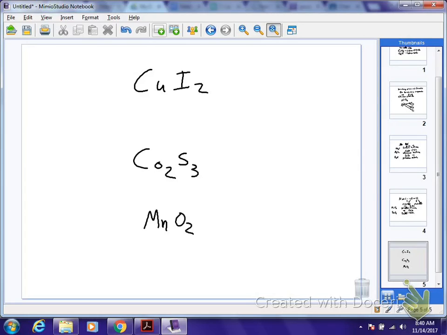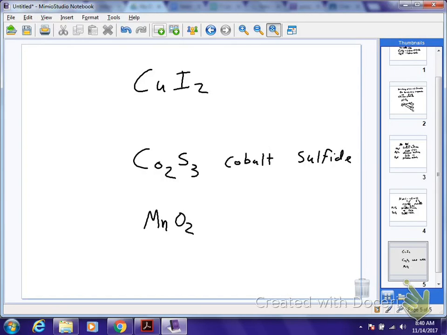You know that it's going to be cobalt. Leave a little space, because when you look at cobalt, it can have multiple or variable charges. So cobalt could be a 2 or a 3. So I'm going to write cobalt, leave a little space, and I'll put sulfide. So cobalt sulfide. Now, I've got to find out if it's a 2 or a 3.